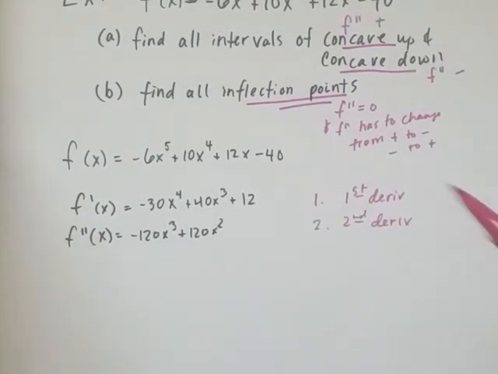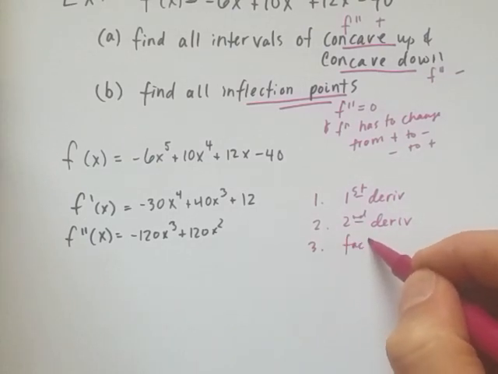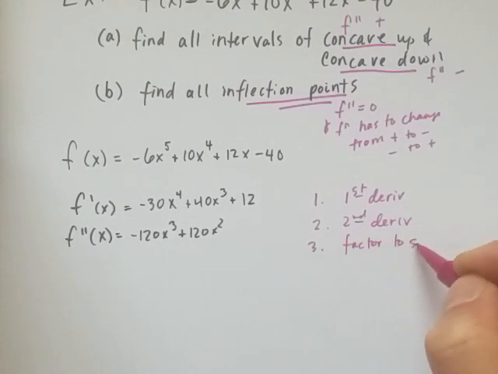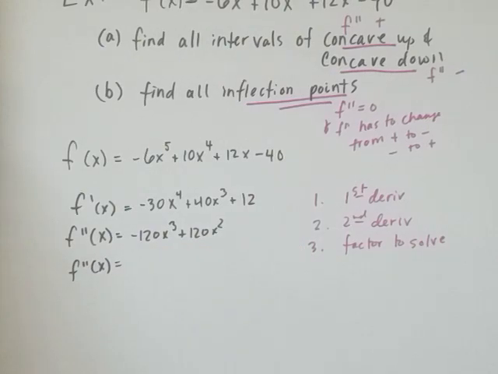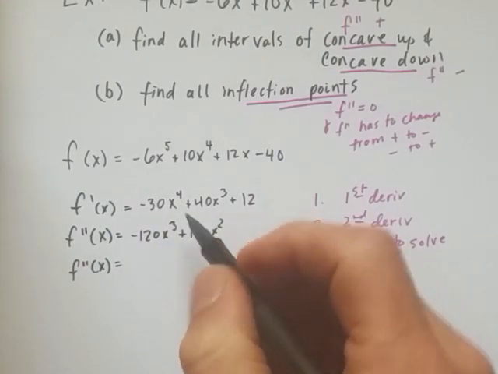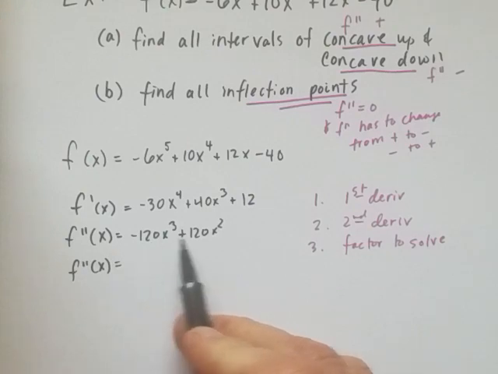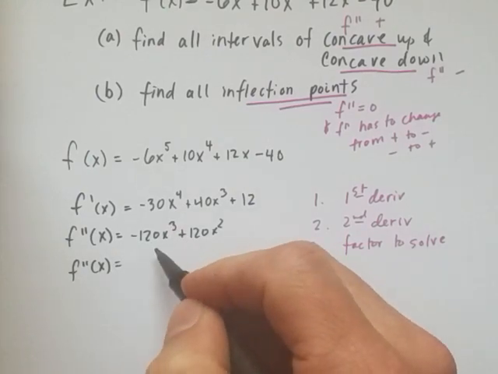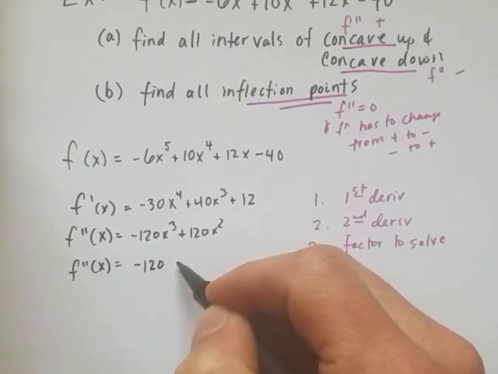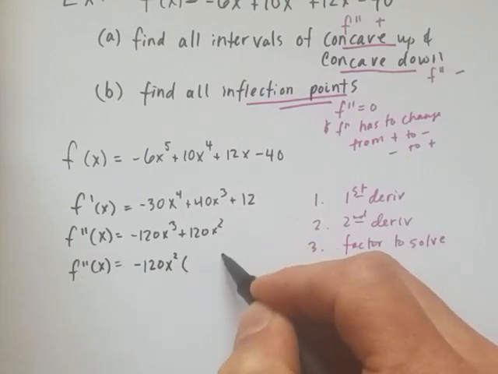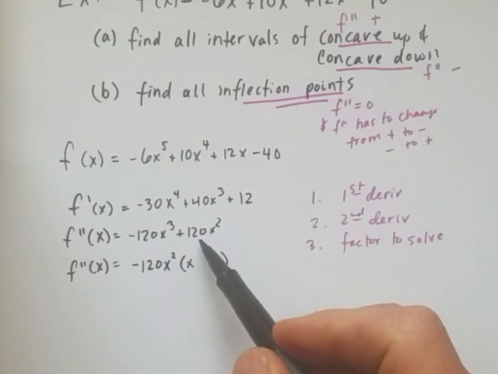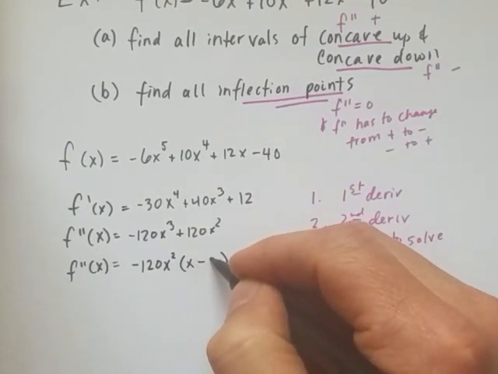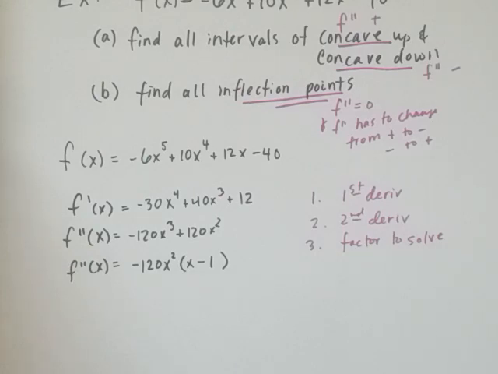Now the third step is we are going to factor to solve. If I were to factor this, it's going to seem like a very similar process to before. We can factor out a GCF here. There's a 120 and 2 x's on each one of those. So I'm going to factor out a negative 120 and an x squared and see what's remaining. That means there would only be an x remaining there. And if I factor out a negative 120, I'll be left with a negative 1 there, but no x's.